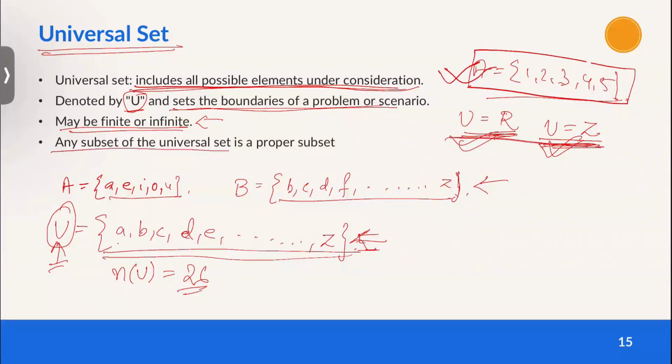Any subset of the universal set is a proper subset, right? So if there is a subset of the universal set, it is a proper subset. Otherwise, it will be the universal set itself. If we have a set which is equal to the universal set, then it will be the universal set. Therefore, any subset of the universal set will be a proper subset. So we'll do some problems for this.